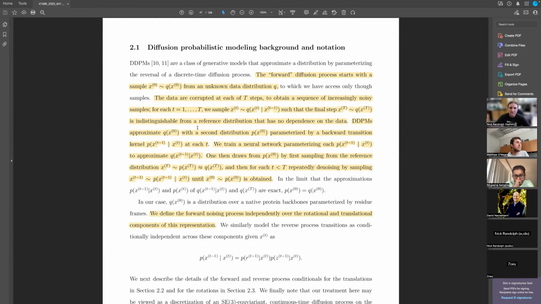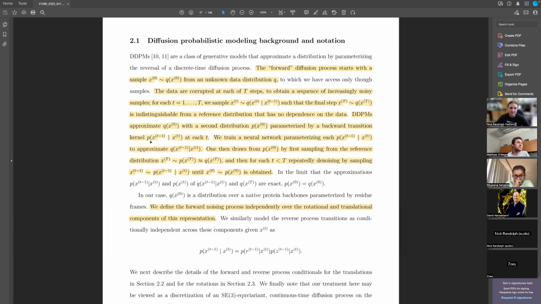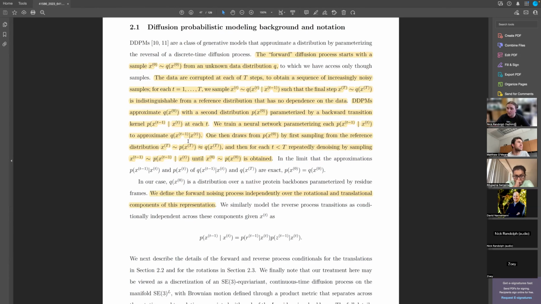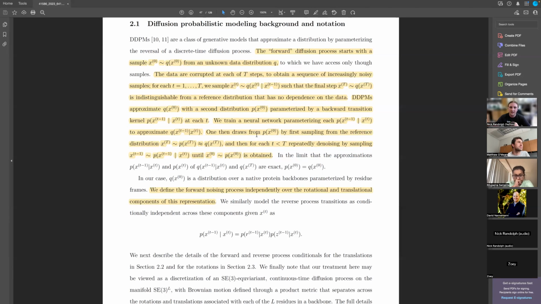Then these reverse transition kernels are parameterized with a neural network. And to actually sample from these models, you draw a sample from the prior distribution at capital T, and then denoise the samples iteratively. So you go from T back down until you have an example that looks like the data distribution.